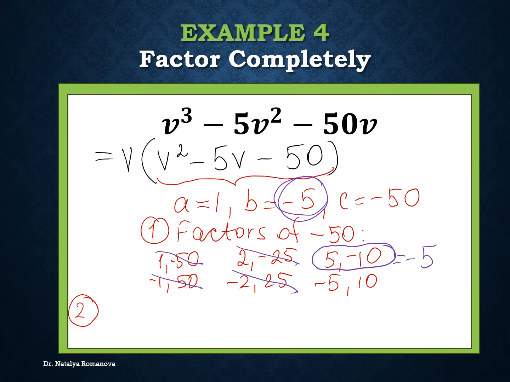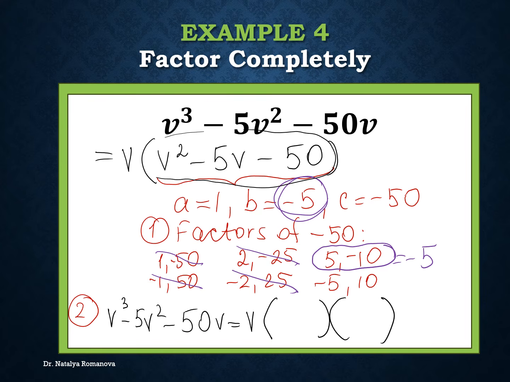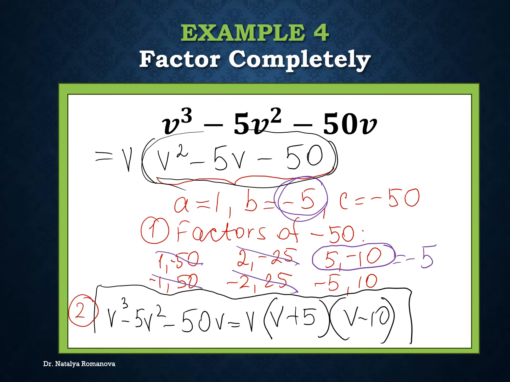Now we can write the answer, so our v cubed minus 5v squared minus 50v equals, we keep our factor v, open parenthesis, now we write our quadratic expression in factored form, so it would be (v plus 5) and (v minus 10). It is the answer for our example 4.